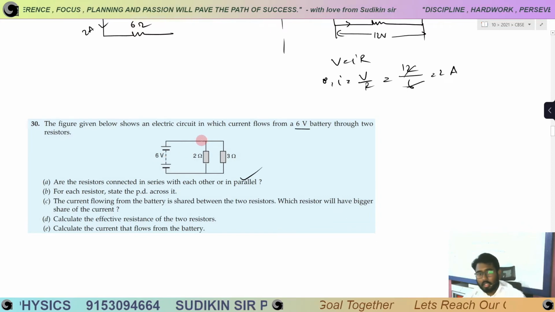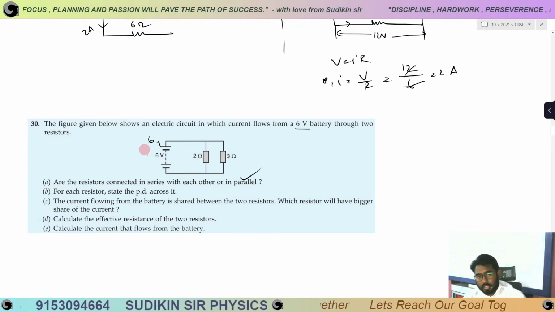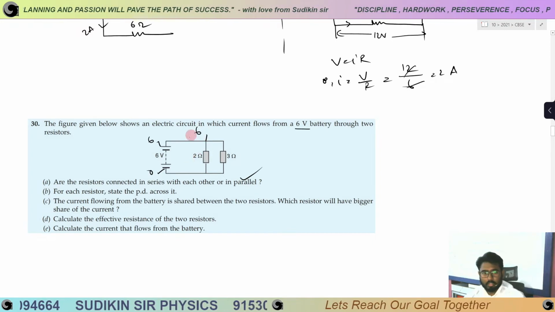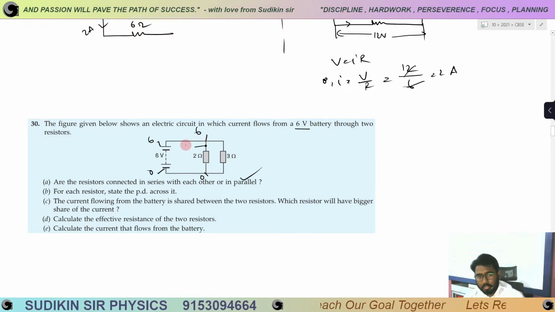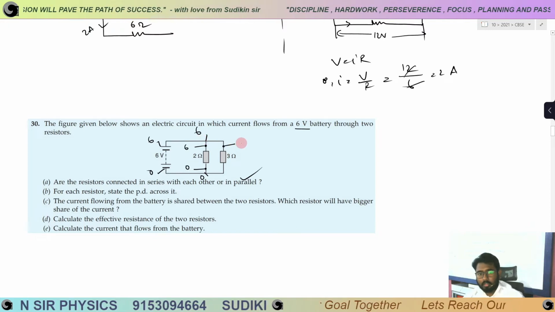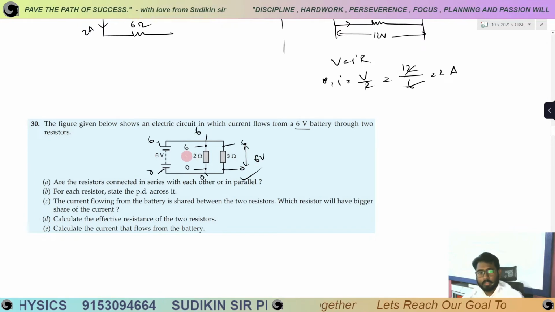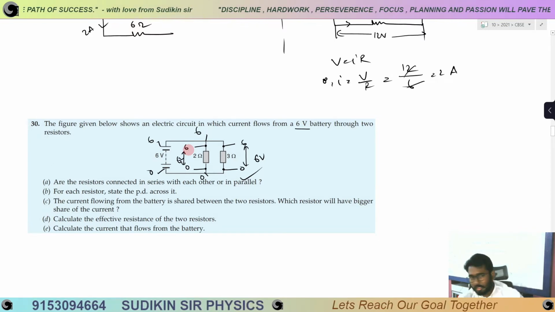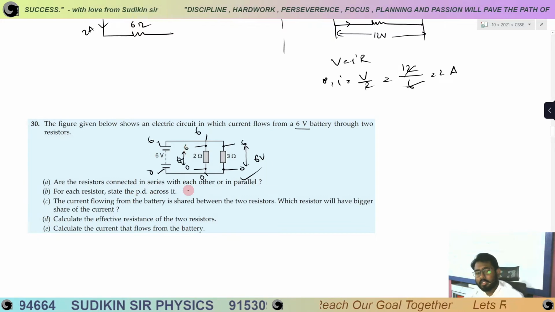For each resistor, state the potential difference. Now, this is 6 volt, right? Is there any resistance here? Then if it is 6 volt, can I write this one as 6 and this one as 0? If it is 6, what will be the potential here? Very good. If it is 0, what will be the potential here? 0. Now if it is 6, this one will be 6. If it is 0, this one will be? Very good. So what is the potential difference across 3? Very good. What is the potential difference across 2? Very good. So for each resistance, the potential difference is 6 volt.